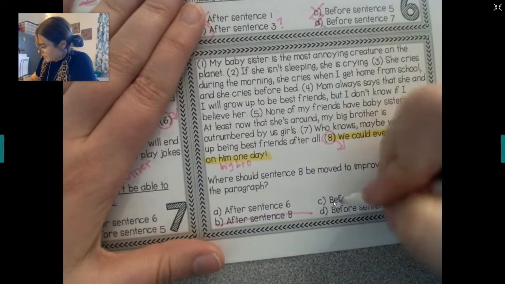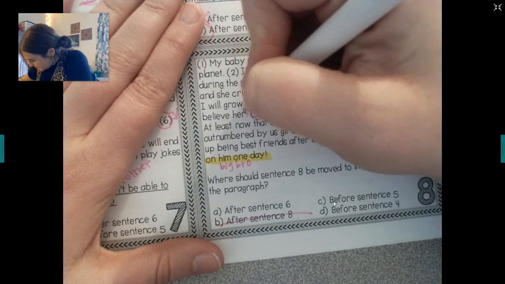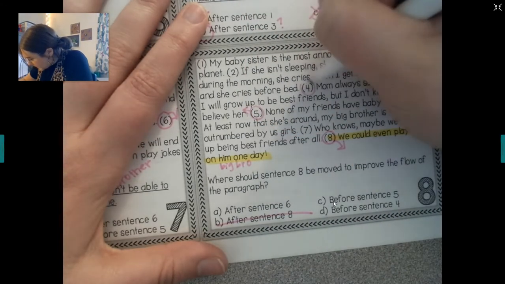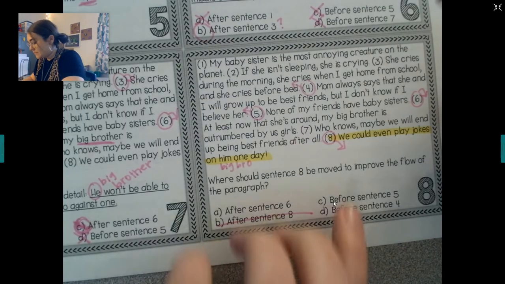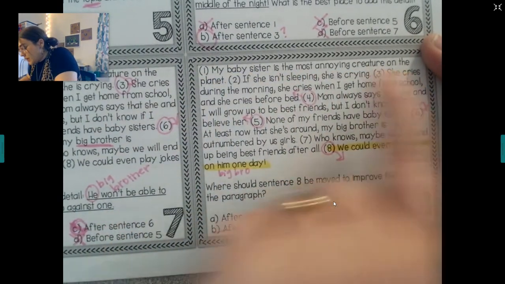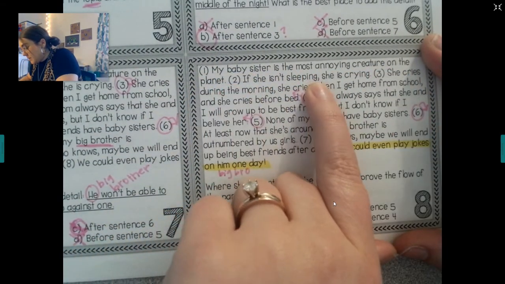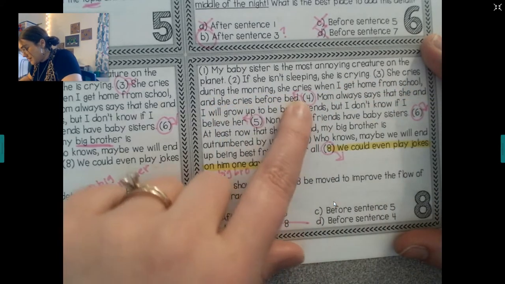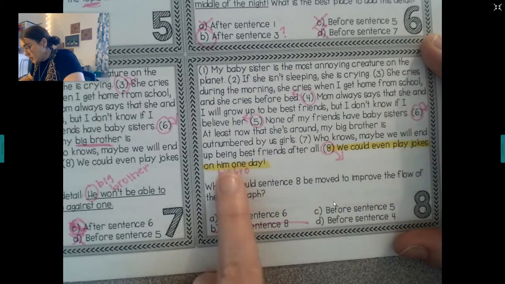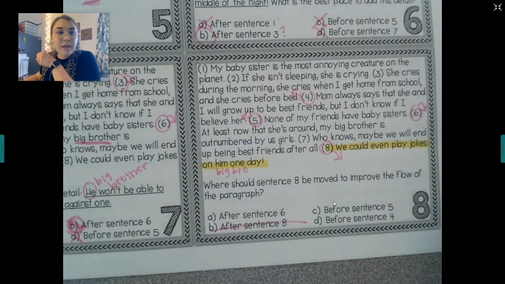Okay. Before sentence 5. Before sentence 4. Okay, so let's add it in there and see. My baby sister is the most annoying creature on the planet. If she isn't sleeping, she's crying. She cries during the morning, she cries when I get home from school, and she cries before bed. We could even play jokes on him one day. Have we introduced Big Brother yet? No, we've said nothing about Big Brother.